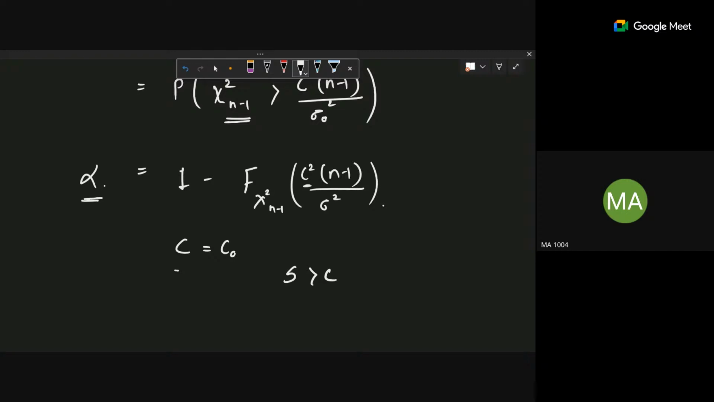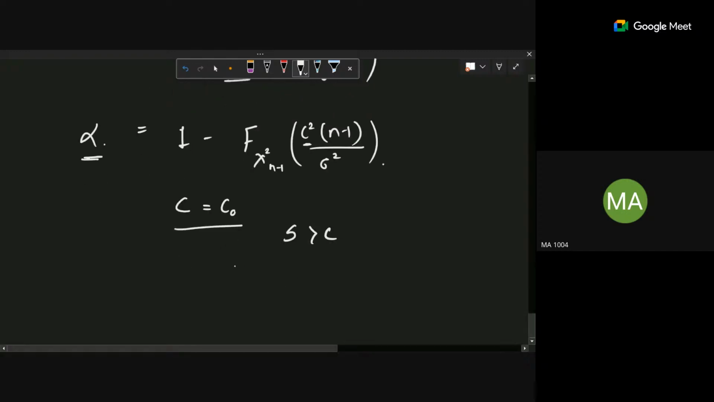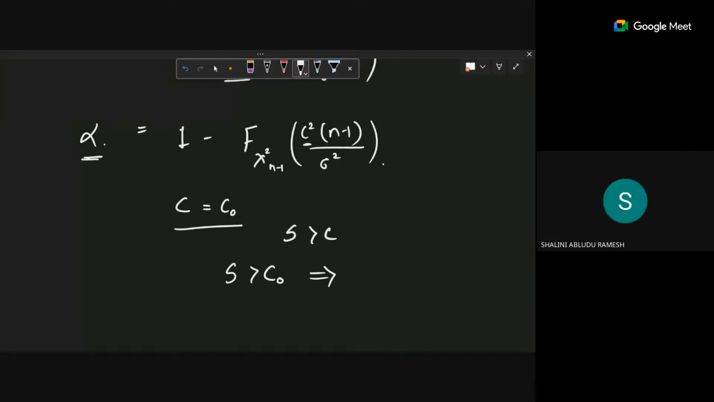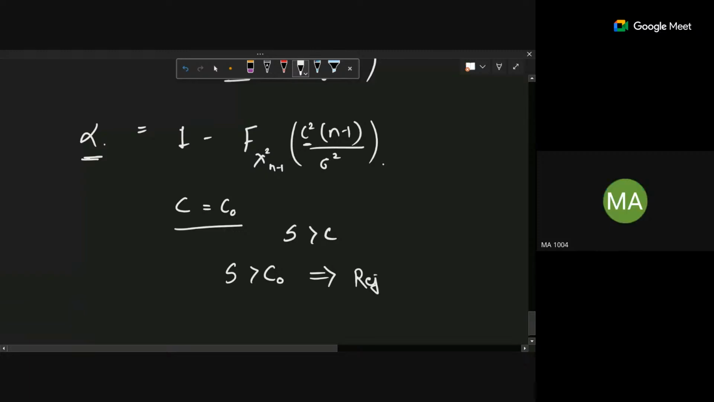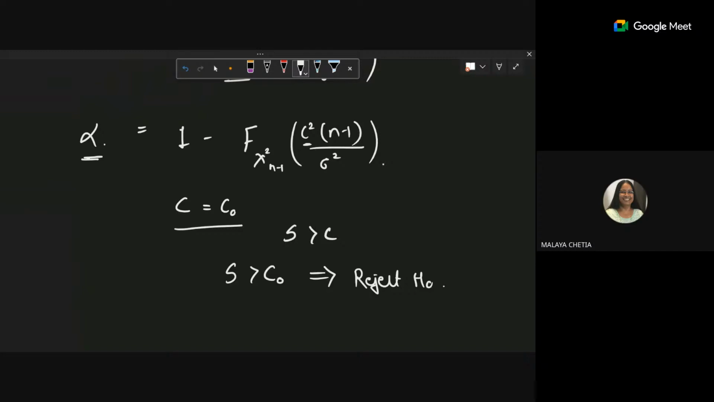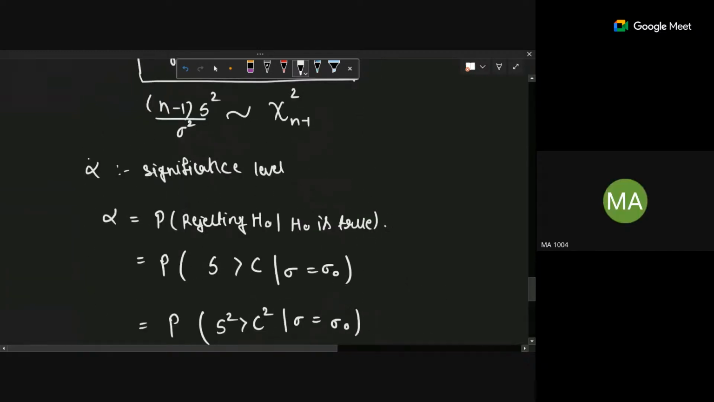If C is equal to C naught and let's say S is greater than C naught, then what will you do? Reject H naught, right? Okay, so that was about the chi-square distribution. Any doubt here? No, ma'am, it's okay.